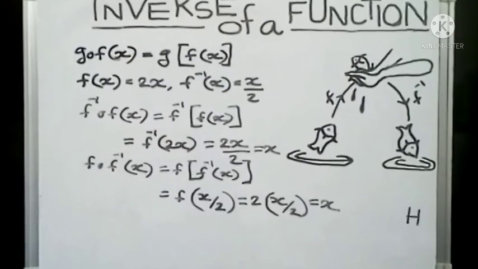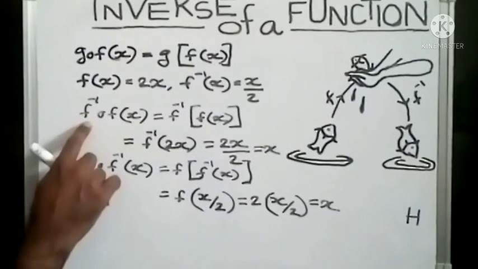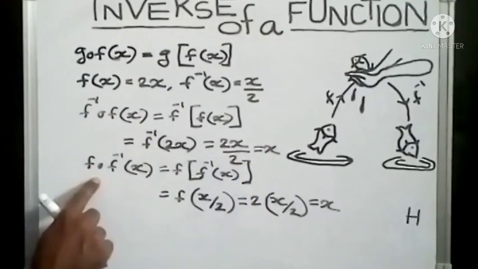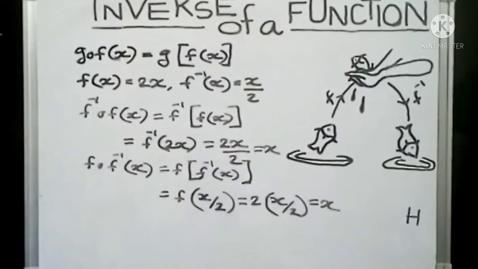Thus, we have the idea that if two functions are inverses of each other, then their composition will be x itself: f inverse of f of x equals x and f of f inverse of x equals x. We get the identity function. Thus, we can verify whether the second function is the inverse of the first function or not.